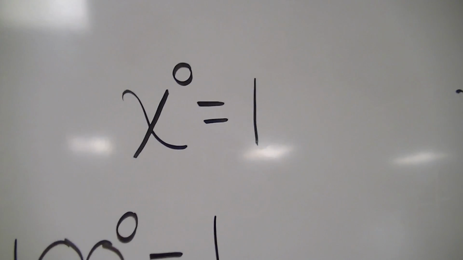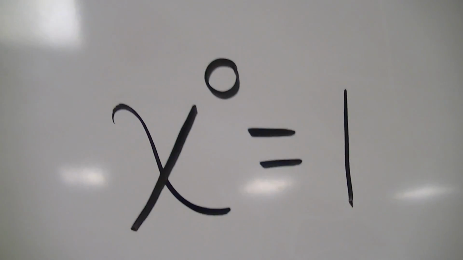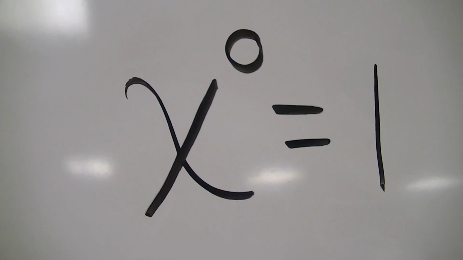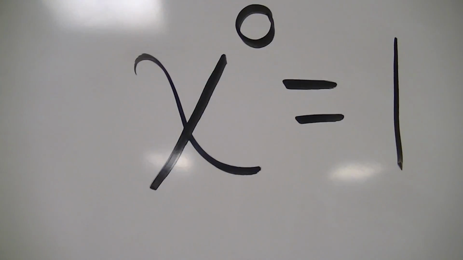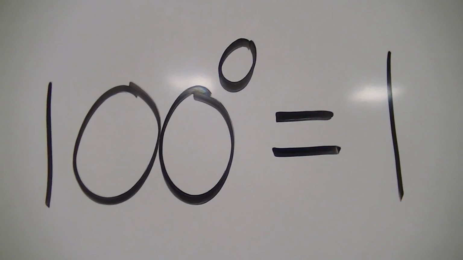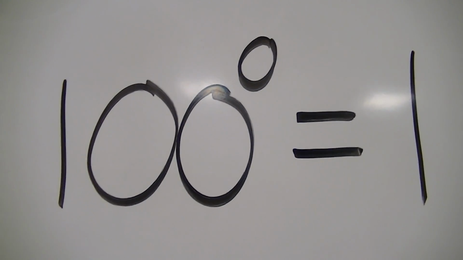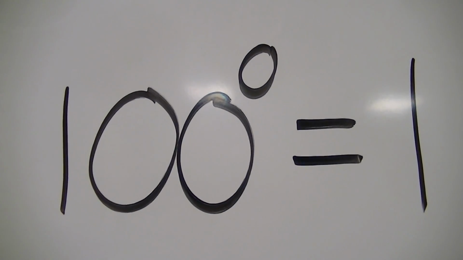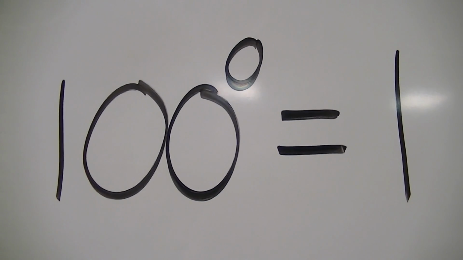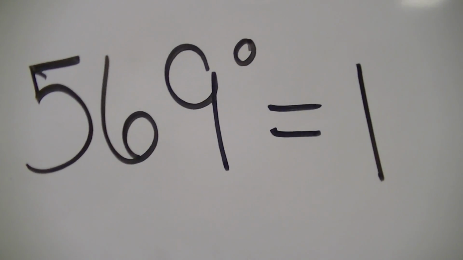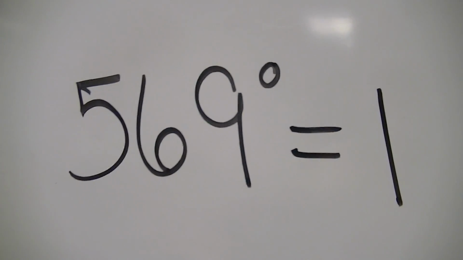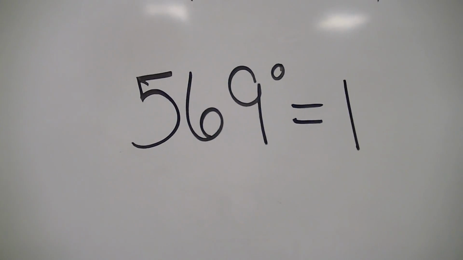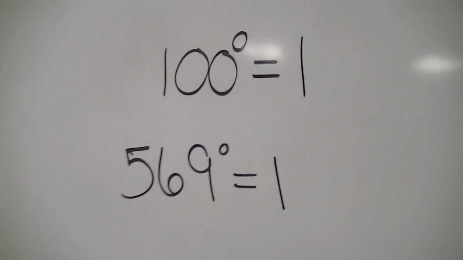Today we're going to go over exponents. As a reminder, anything to the 0 power is always equal to 1. So if we say x to the 0 exponent, it's 1. If I say 100 to the 0 exponent, that's not 100 degrees, 100 raised to the 0 power is going to be 1. 569 raised to the 0 exponent or 0 power, still going to be 1. That's an easy one to remember. Anything to the 0 power, always going to be 1.